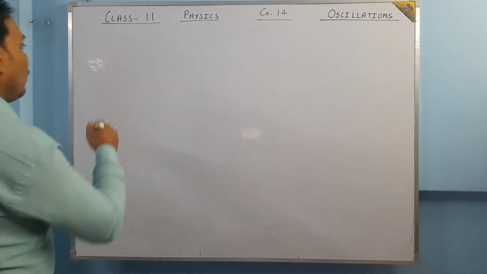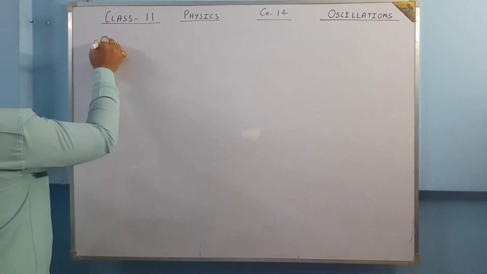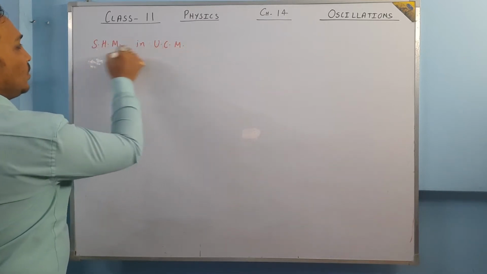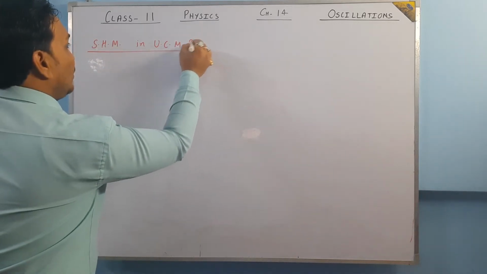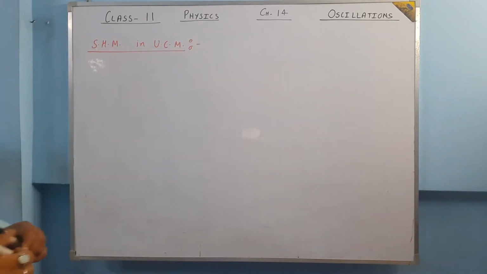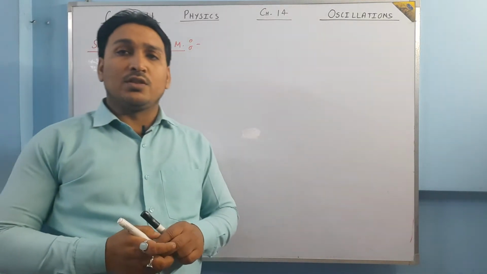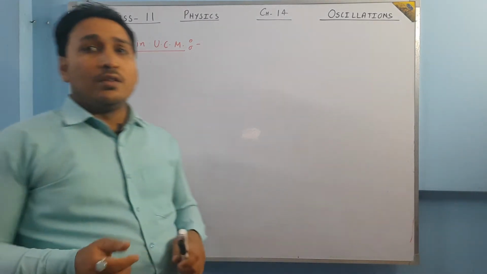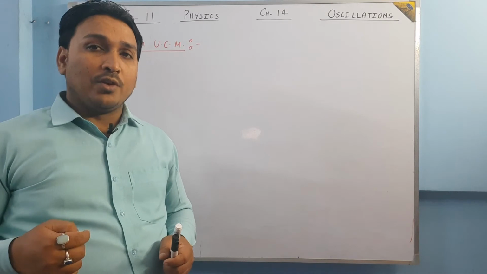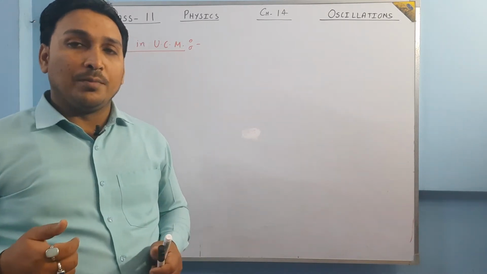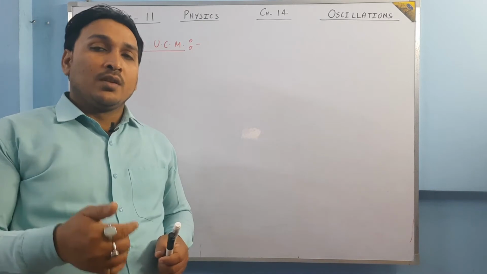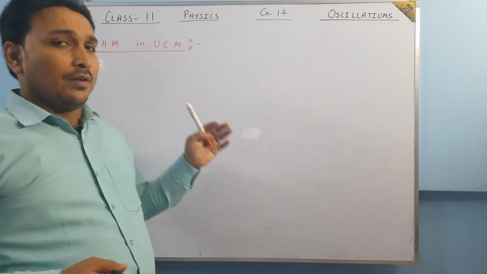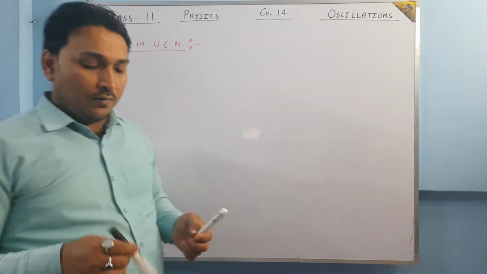Let us start our first topic of today. It is simple harmonic motion in uniform circular motion. Although these two topics are far different from each other, in uniform circular motion a body moves on a circular path with constant speed, whereas in simple harmonic motion the body oscillates to and fro about a mean point, and the force acting on the body is directly proportional to the displacement from the mean position. These two are very different things, but we can club them. Now how are we going to do that?